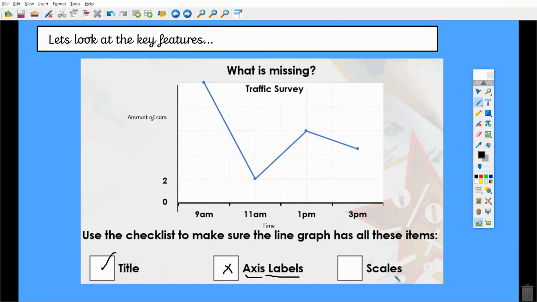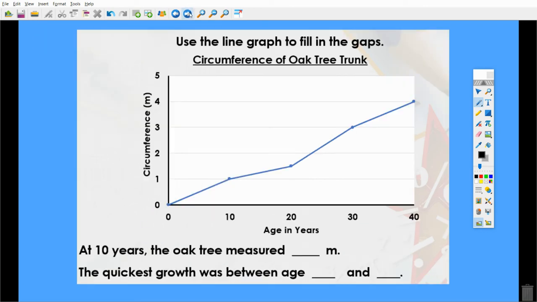Now, does it have scales? Now, this is not the scales that you weigh yourself on. This is the things that go up the, what axis does it go up? The X one or the Y one? Oh yeah, they go up the Y one. This is the one that goes up here. Does it have scales? No, it's missing them. 0, 2, what do you think this one could be? 4, 6, 8. Okay, it didn't have scales. It only had a title.